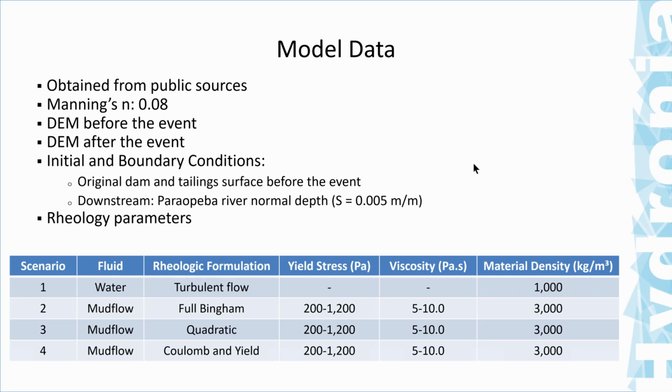0.005 meter per meter. Then for rheological parameters, depending on the formulation that we selected, we use a range of yield stresses that vary from 200 to 1200 Pascals, and for the viscosity from 5 to 10. And also the material density: for the water, of course, we use 1,000 kilograms per cubic meter. And for the iron core, we use 3,000, which is, as I mentioned before, much heavier than the standard sediment, because even if it's a dump from the mine, it still has a higher content of iron.